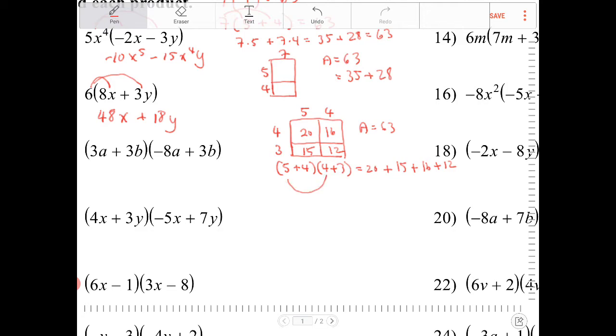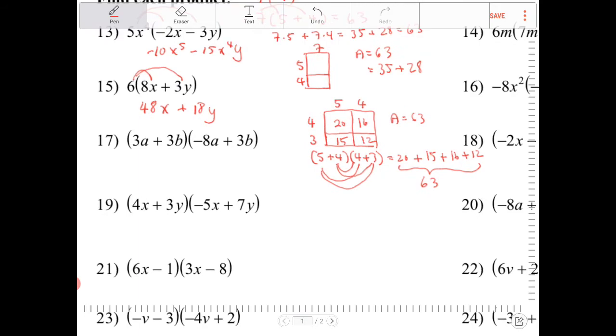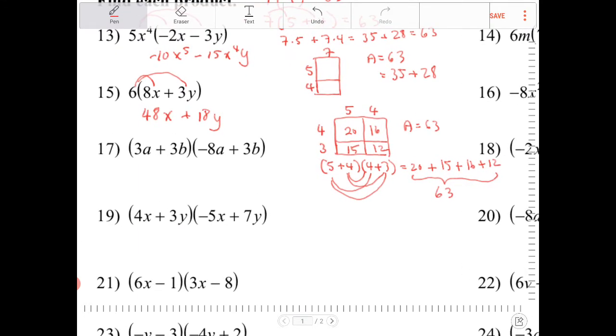We can multiply 5 with 4, 5 with 3, and then 4 with 4, and 4 with 3, to end up with that sum. And if we add these things together, this does indeed come up to be 63. So we apply that technique, and this approach here is foiling.